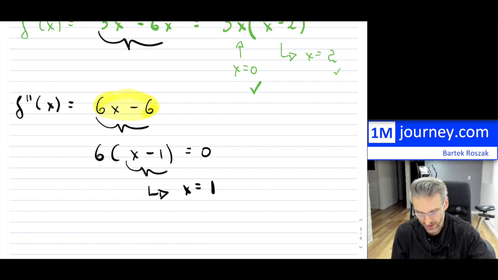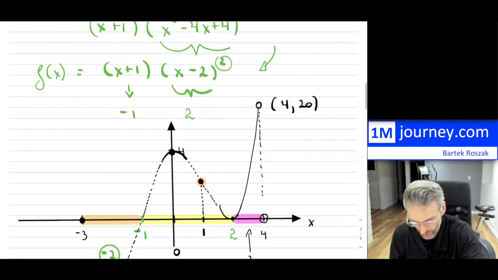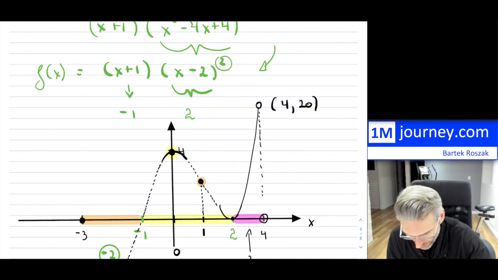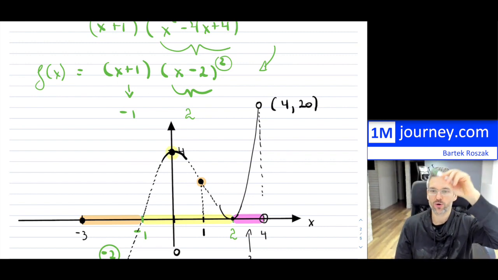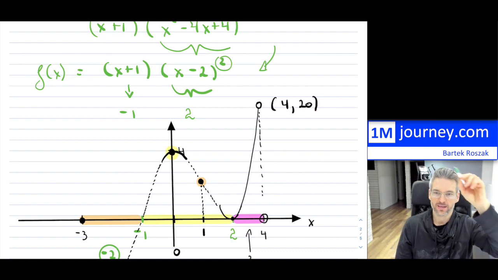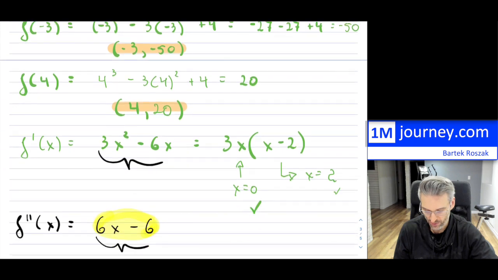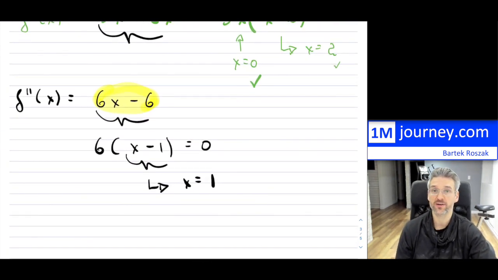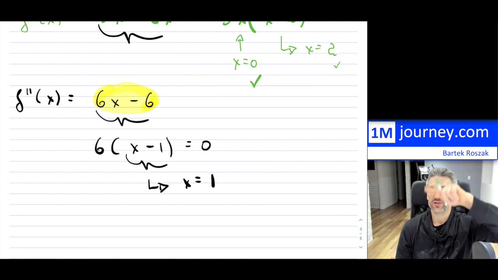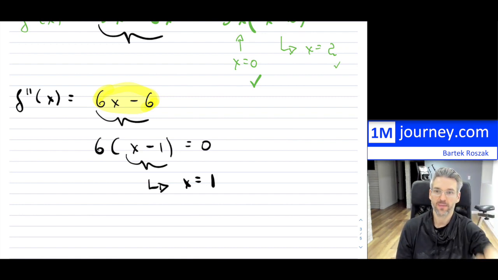The other thing we were wondering about is, what happens over here? Is this really a local maximum in this case? What we would need is, at 0, we would need it to be concave down, but that's exactly what we just said. If you substitute 0 in here, you're going to get -6, which is concave down. So it confirms for us that was a local maximum.